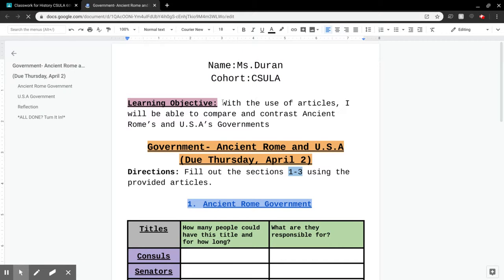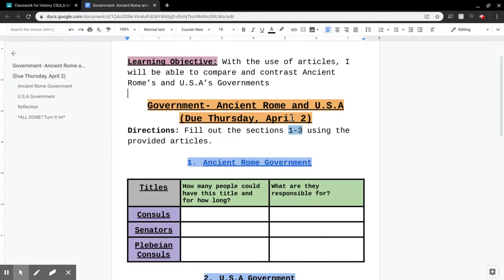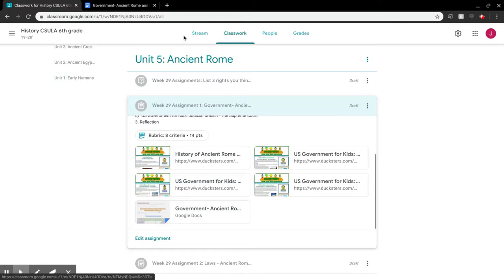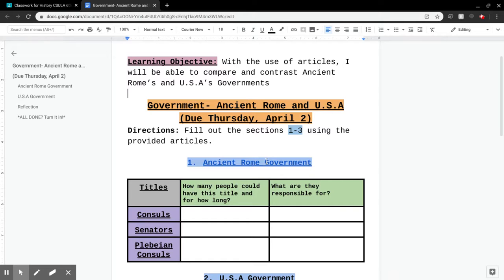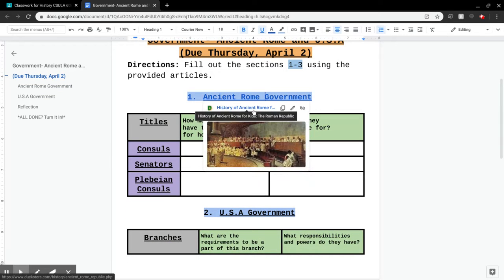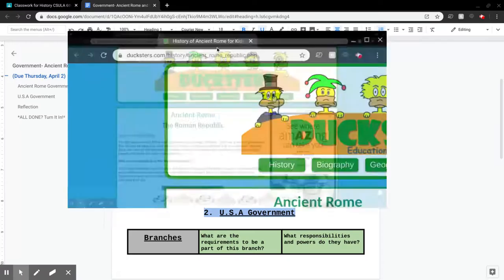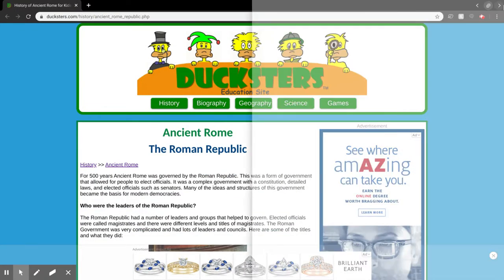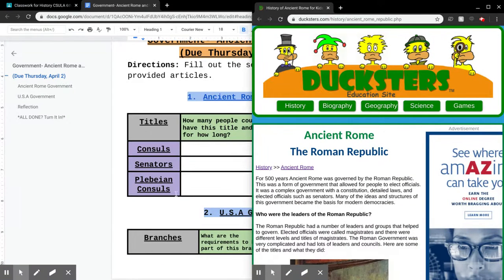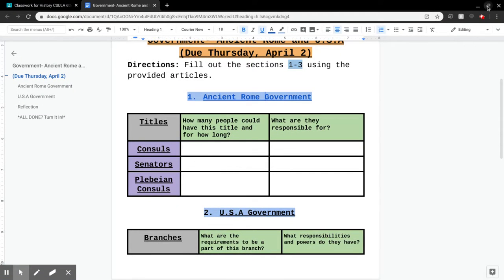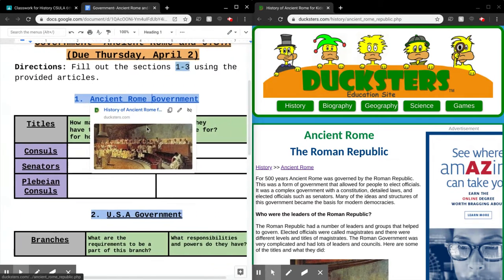The learning objective says, with the use of articles, I will be able to compare and contrast ancient Rome's and US governments. If you don't want to go back and look for the article, I have also attached a link to the title so I can see it right here and open it up. Because I'm doing this on a computer, I can have half of the article on one side and the handout on the other half of the screen.